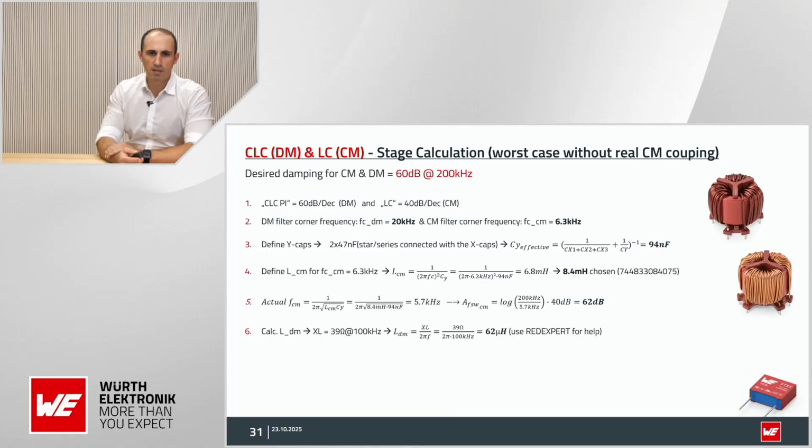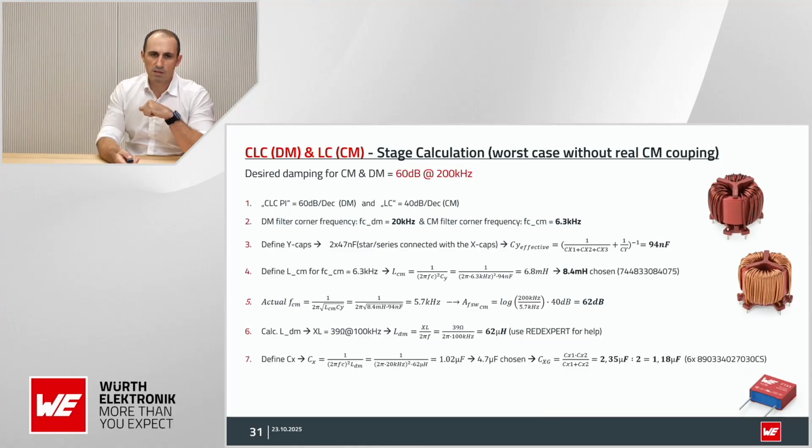Next step, we define the leakage inductance of the common mode choke. There we can either measure this with an LCR meter, or we go to our Red Expert software to the differential mode impedance curve. We take a frequency where the impedance curve is linear, and then we read the XL. The XL at 100 kilohertz in the curve is around 40 ohm. And therefore, we can calculate the stray inductance or leakage inductance of around 62 microhenry.